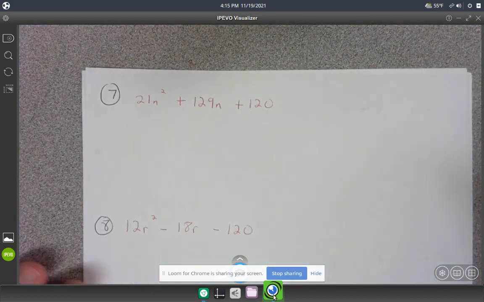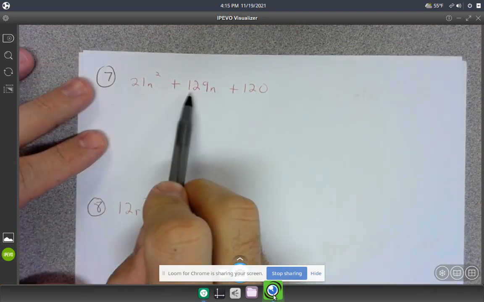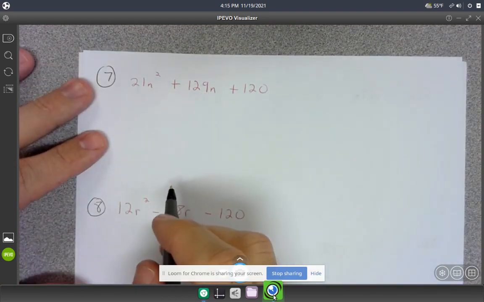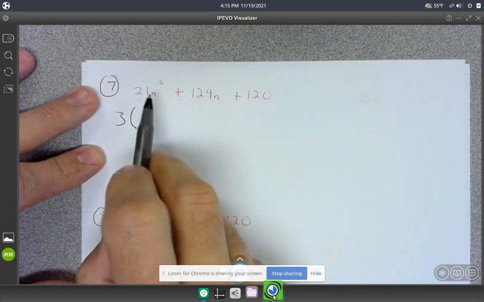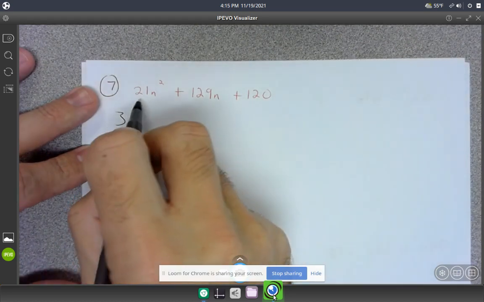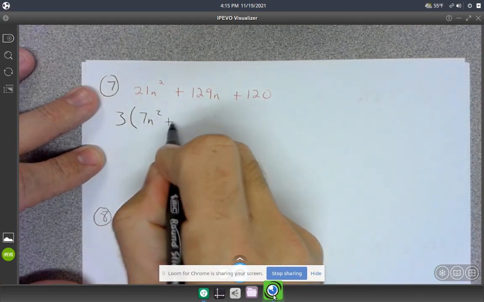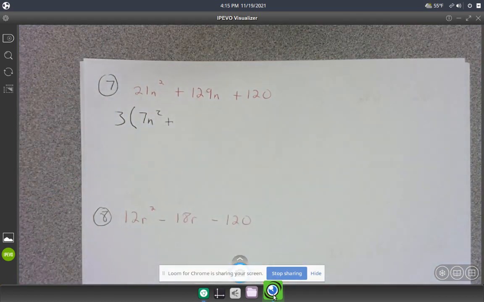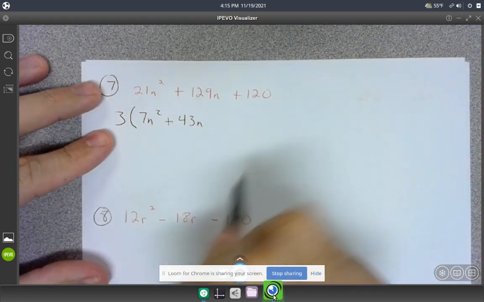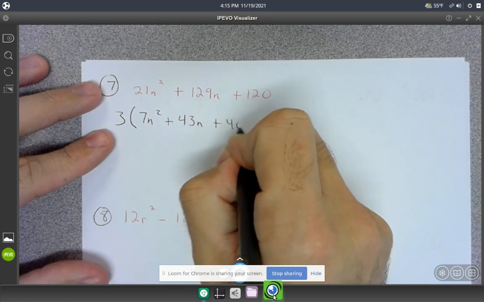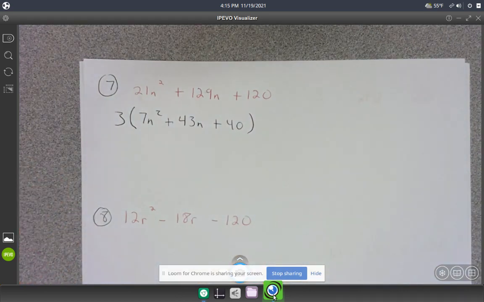And on number 7, there's a GCF. All three of these numbers, kind of hard to tell with this one, but all three of them can be divided by 3. So I'll put a 3 on the outside, and then I'm just going to divide all of these by 3. So the 21 will become a 7. 129, I'm not sure what that becomes. 43. And then 120 will become a 40. All right, and now this part in parentheses, that's our new problem. We need to try to factor that.